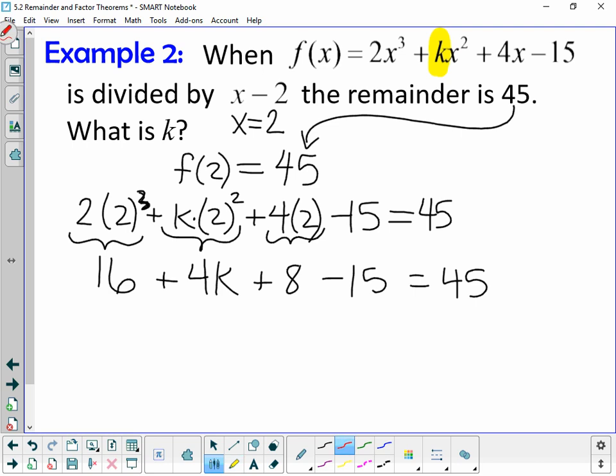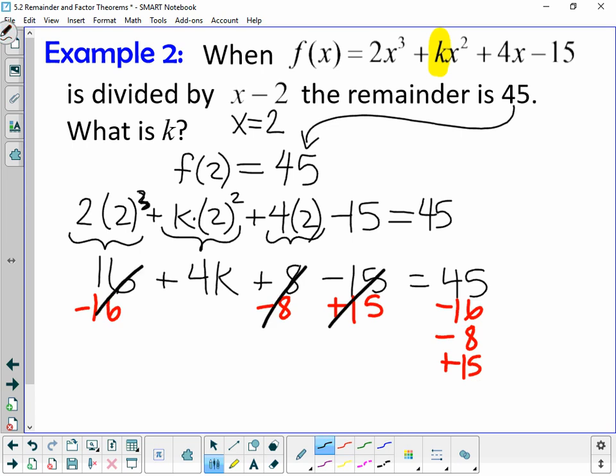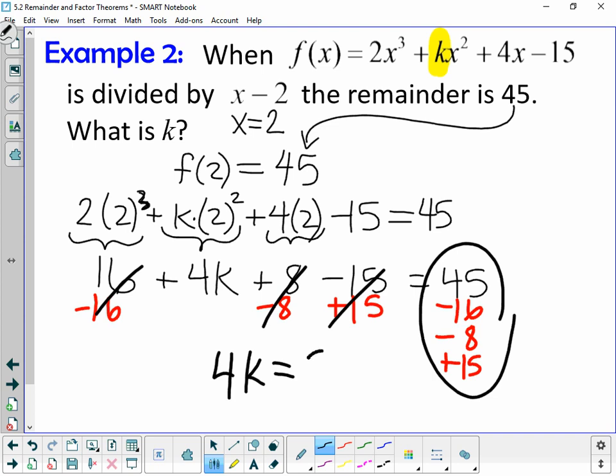Well, you could combine the like terms, or if you want, you could just start moving things over. Subtract 16 from both sides, subtract 8 from both sides, add 15 to both sides, and we end up with just a 4k equal to, and if we add that up, 45 minus 16 minus 8 plus 15, and you evaluate in your calculator or in your head, you should get 36. So if we do that last step of dividing by 4, we figure out that the k value, the coefficient of x squared, must be 9.